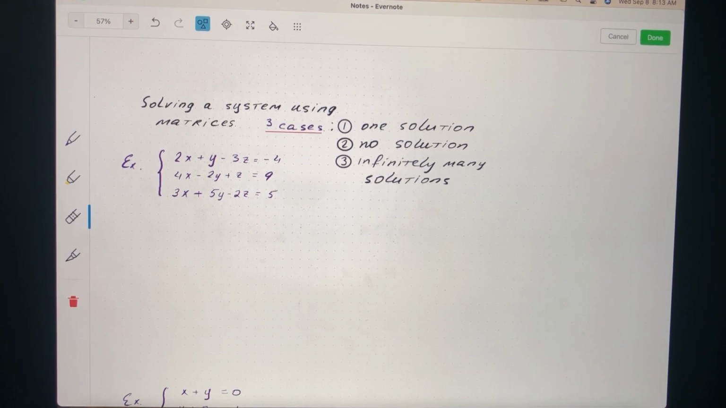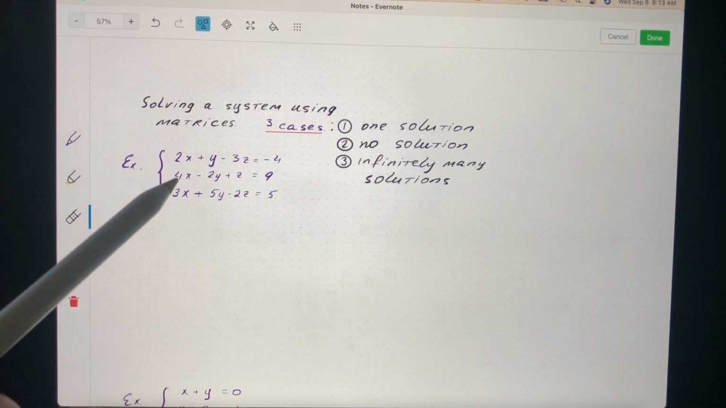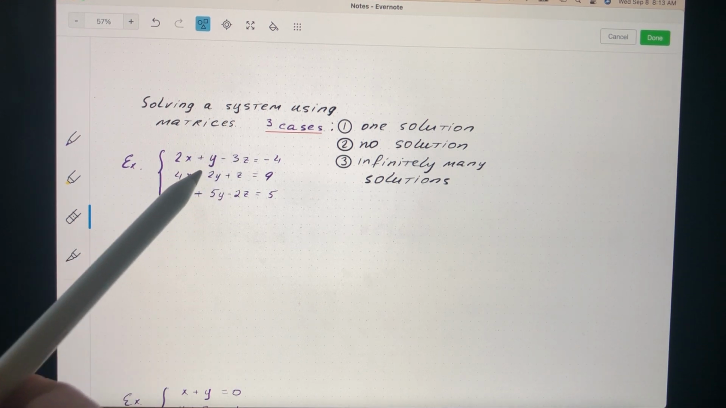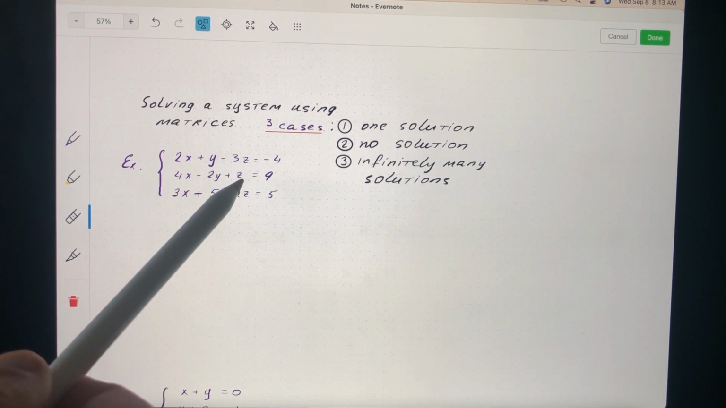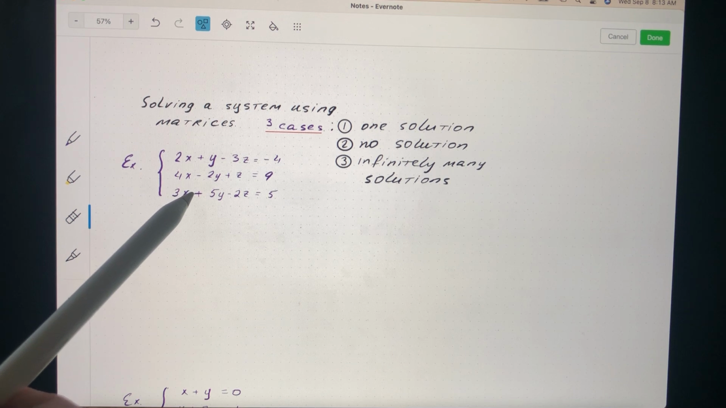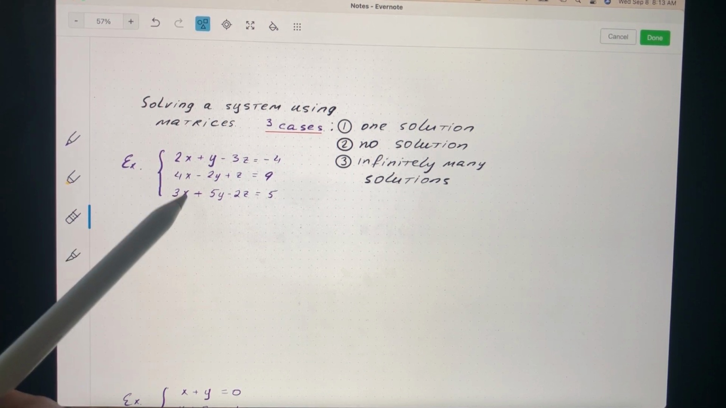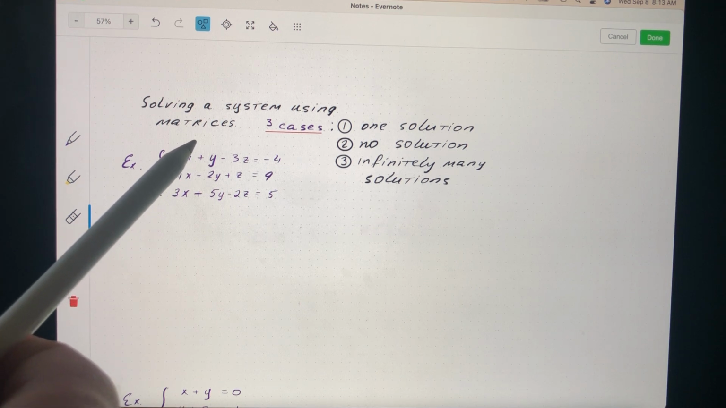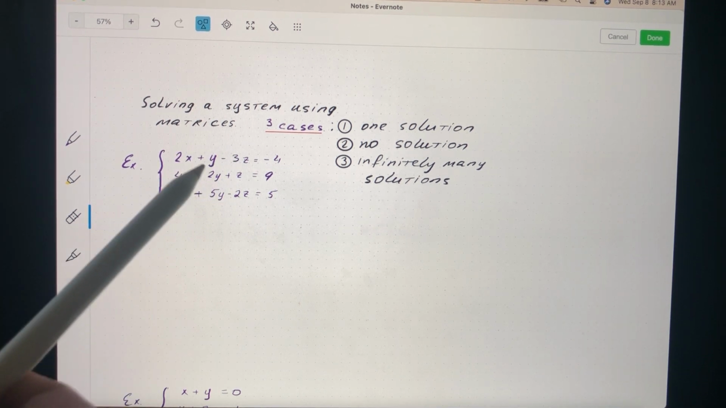Hi, in this video we will look at how to use matrices to solve a system of equations. Matrices can be used only if the letters are to the first power. If any one of these letters had a different power, like x to the second, we would not be able to use matrices. Matrices are the easiest way to solve a system that has all the letters to the first power.